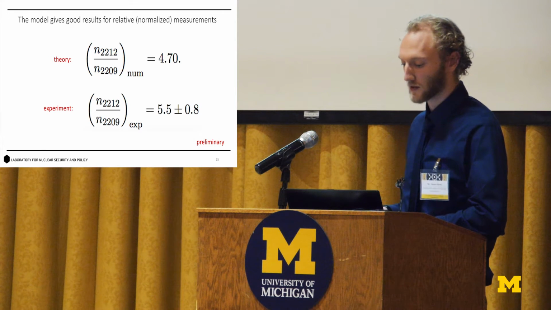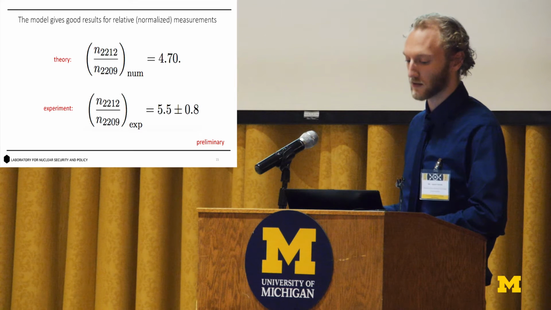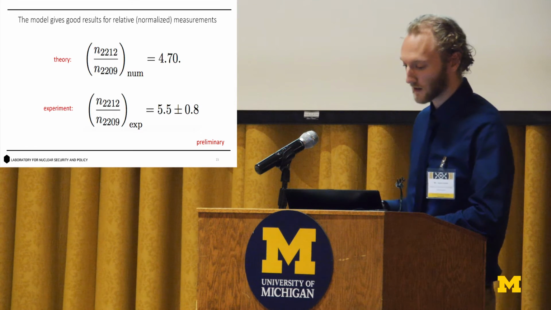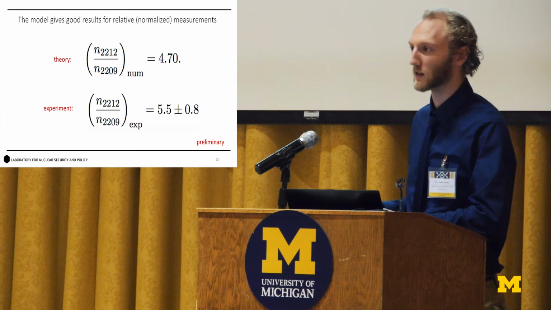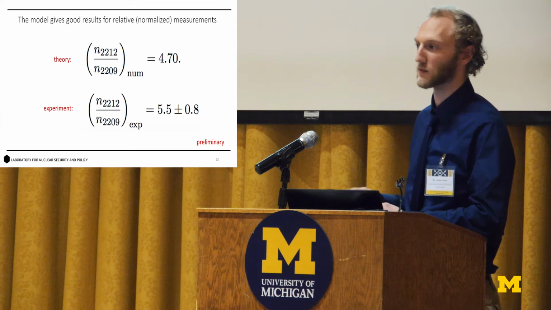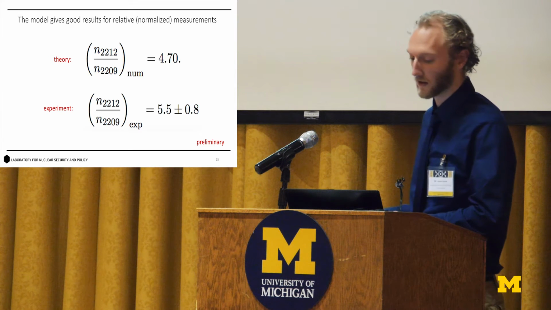And in the experiment, we're seeing something like 5.5 plus or minus 0.8. So we're within 1 sigma statistical fluctuations. That's a good sign to begin with. We've nailed the physics understanding, most likely, and now we just need to sort out some systematic effects for some absolute measurements, hopefully later on.